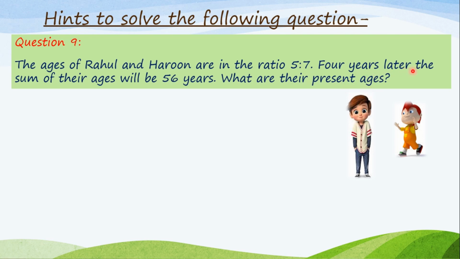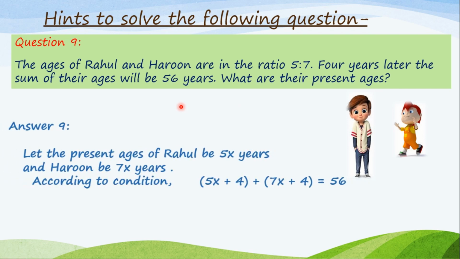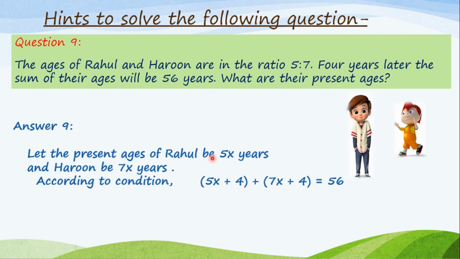4 years later, if you are 12, what will be your age 4 years later? And if you are 13, then of course 12 plus 4, 13 plus 4. Now you can make the equation. Let the present age of Rahul be 5x and Haroon be 7x. According to the condition, 5x plus 4 and 7x plus 4, find their sum and the result is 56. You will find the value of x.